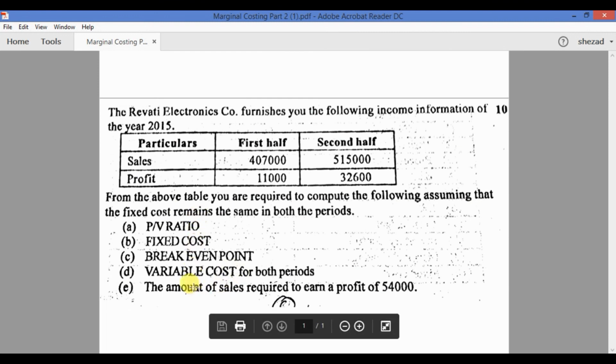I think I have solved the entire sum. In the later lectures, I'm going to take a few difficult sums.